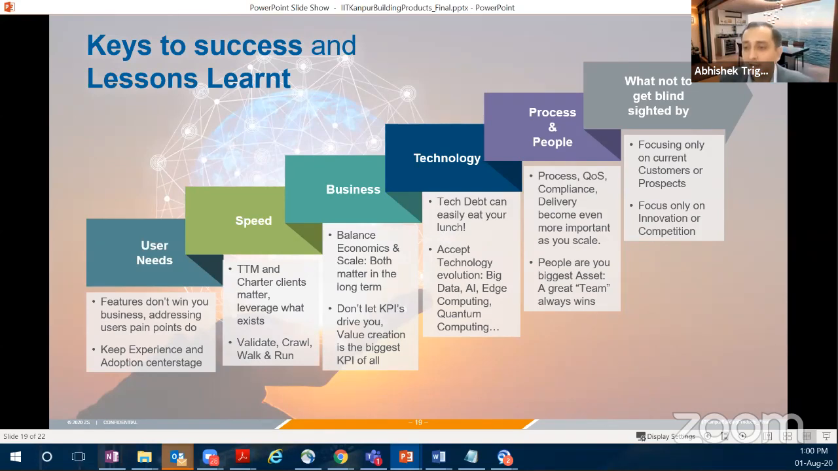You want to have a healthy mix where you're looking at your prospects, your current customers, you're bringing in innovation, and looking at what competition is doing. All of those together is what's going to tell you what a nice release of the next version of your product should look like. So again, these are some of the lessons learned along the way, which I felt was very important, especially when you're building a new product.